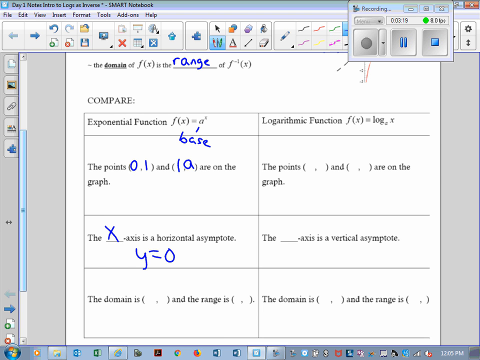What's the domain of the exponential function? Look at the graph. Negative infinity to positive infinity. And what's the range of the exponential graph? 0. Okay, 0 with a parenthesis or a square bracket? It never touches 0. So 0 to positive infinity is our range.